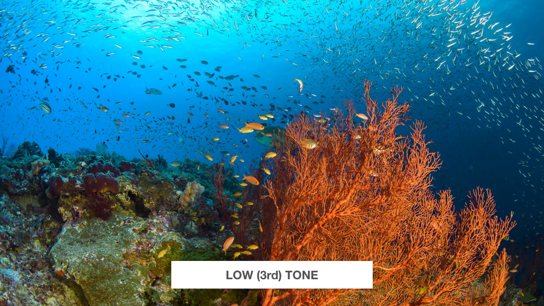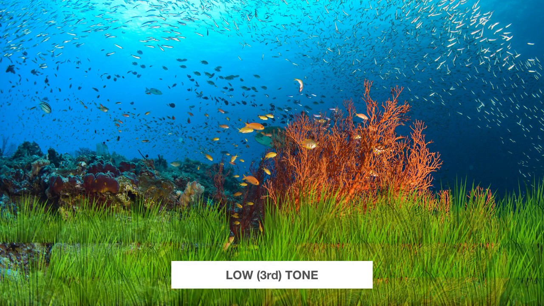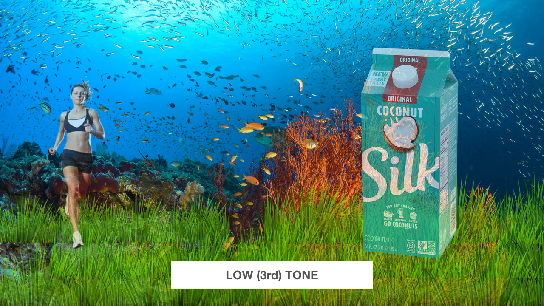Now imagine that you're underwater. This place is very low and it represents the third or low tone. Now imagine that somehow green grass is growing everywhere in the seabed. The word for grass is 草, it's a third tone. The word for to run is 跑, a third tone. Imagine that there's a woman somehow running underwater. The word for milk is 奶. Now imagine that there's a big carton of milk at the bottom of the ocean. Just imagine that the milk is somehow flowing out of the carton and blending with the water. 奶. So keep this environment in mind as well.